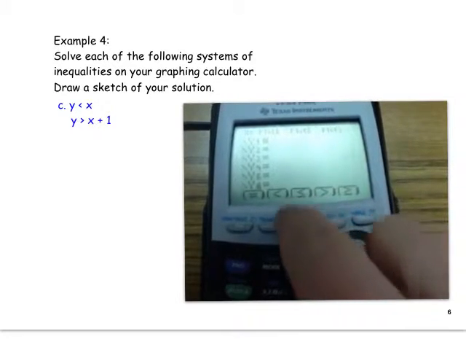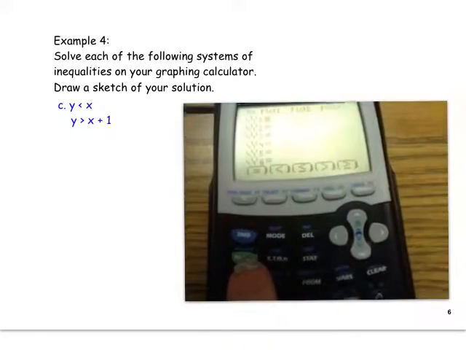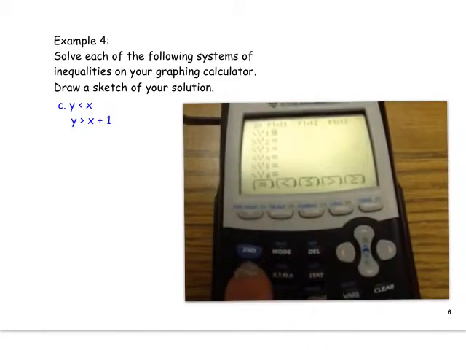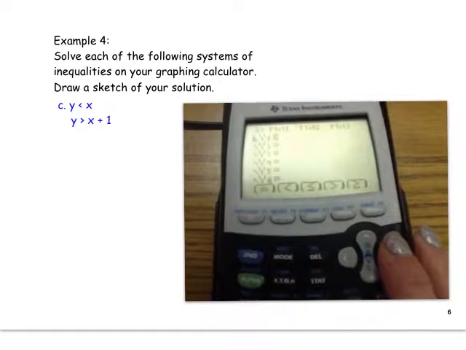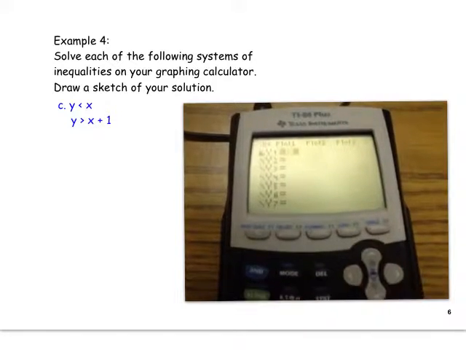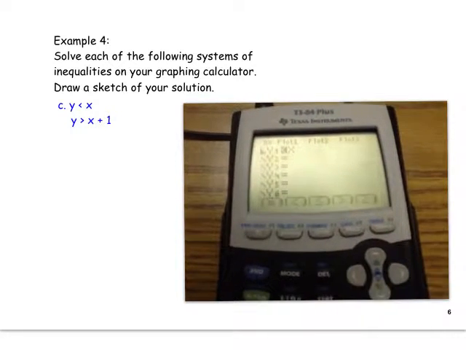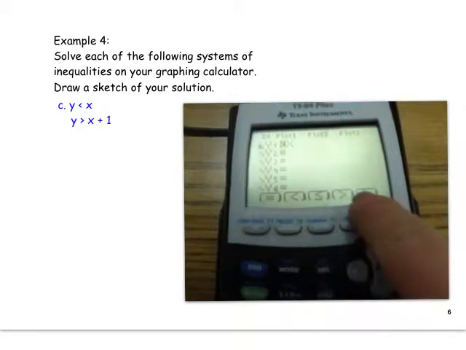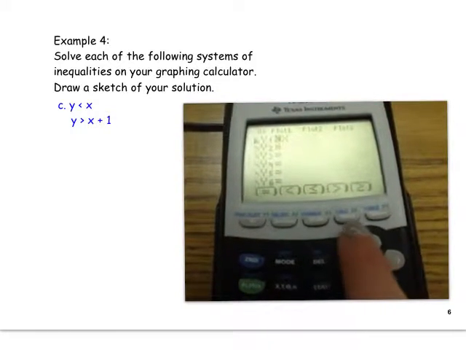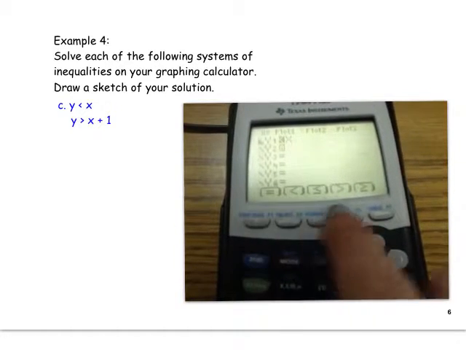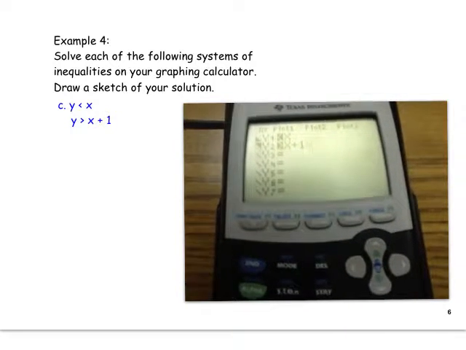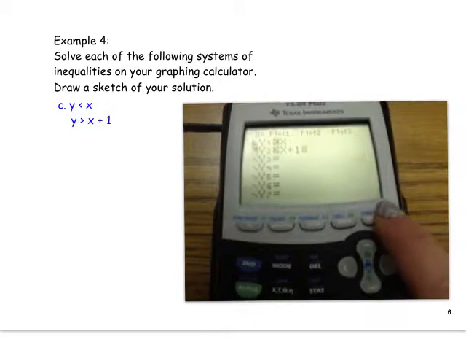Well, our first inequality is a less than, so I'm going to use the alpha button and then the window button to choose this less than symbol. Alpha, window, and then right arrow, and I'm going to type in the X. Arrow down, highlight the equal sign, and these choices pop up again. The second inequality uses a greater than symbol, so I'm going to use the trace button for that. Alpha, trace, right arrow, X plus 1. And now I should be ready to graph.